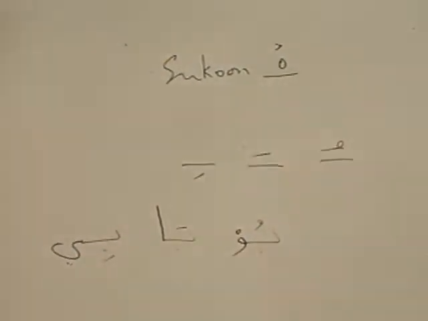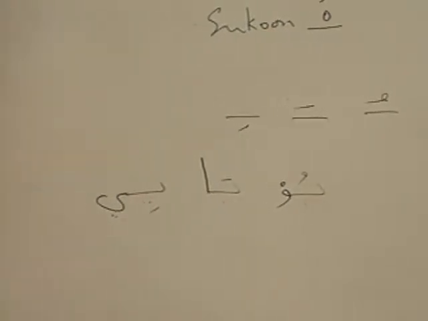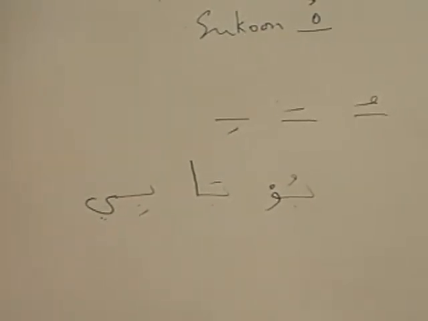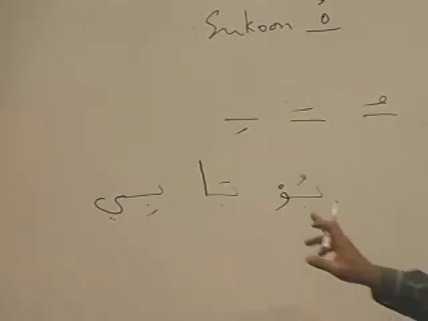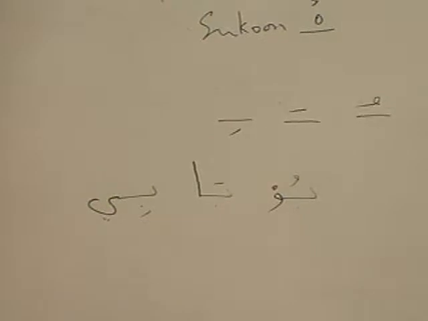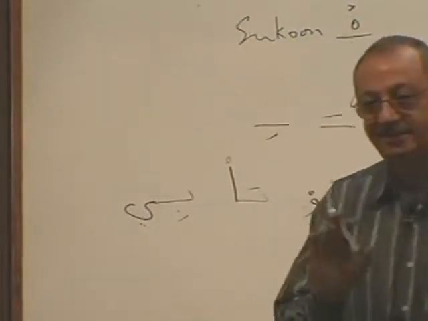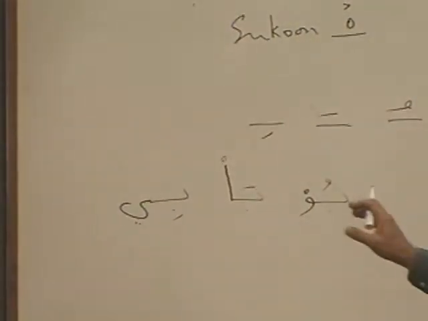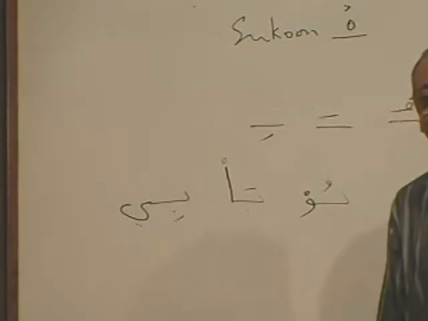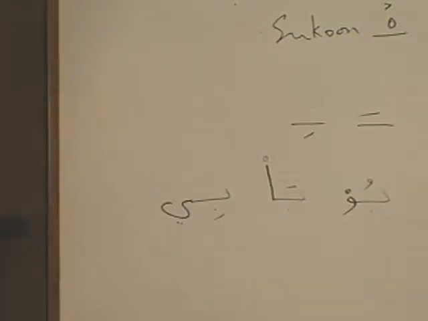Now this you never write. You never write it, but you understand. If I say ba, where is the vowel sign? On the ba. What is on the alif? There is a sukoon. We don't write it, but there is a sukoon. And what about the ya? Where is the vowel sign? On the ba. What is on the ya? A sukoon, because there is no vowel sign.